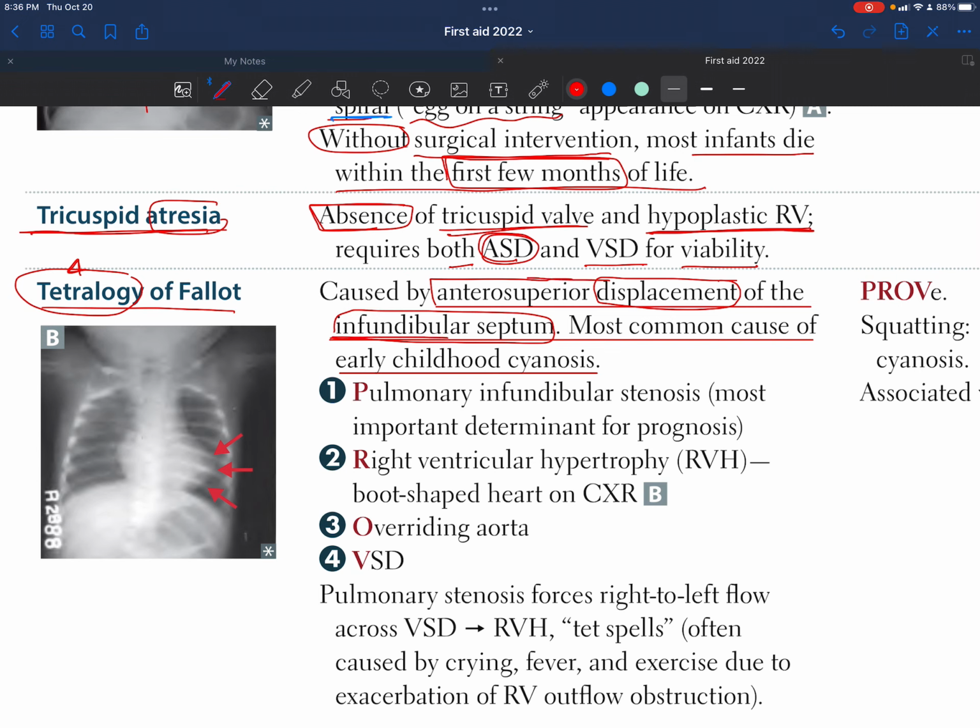That is the anterior superior displacement of the infundibular septum. And by the way, this is the most common cause of early childhood cyanosis. So whenever we are asked what the most common cause of early childhood cyanosis is, the first one to come to mind is tetralogy of Fallot. So basically, number one, it has pulmonary infundibular stenosis, and that is the most important determinant for prognosis. This is the point that decides what the outcome is going to be for this newborn.